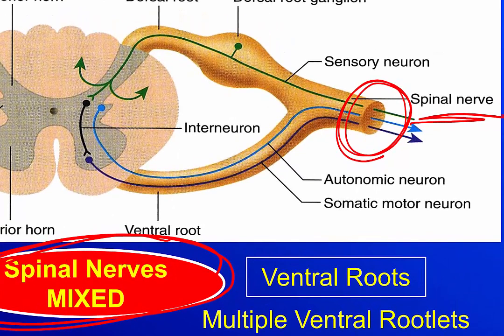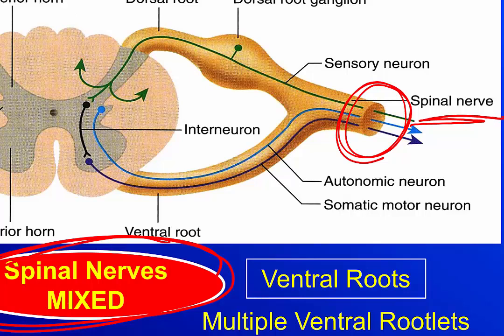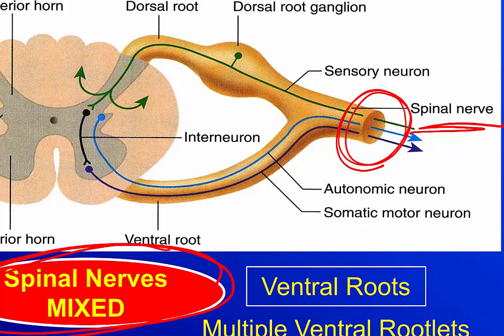Now, remember I told you that the spinal nerve is considered mixed. I said that right here. This is why. It doesn't just carry one type of information. It's not just sensory or motor. It's actually both. Sensory's coming in, motor's going out of that same nerve. So we say that it is a mixed nerve because of that.